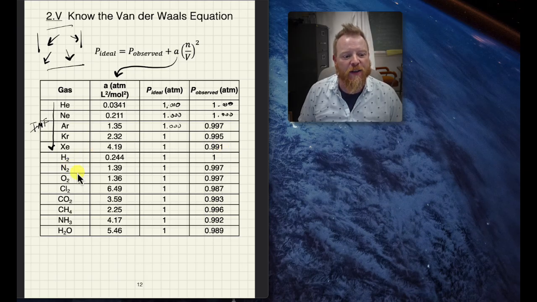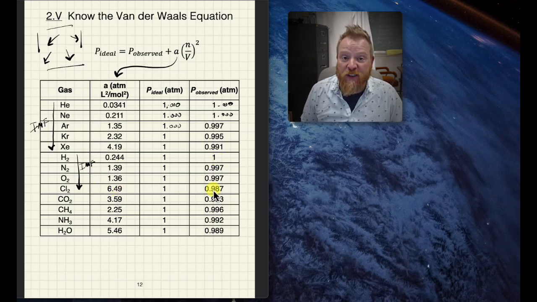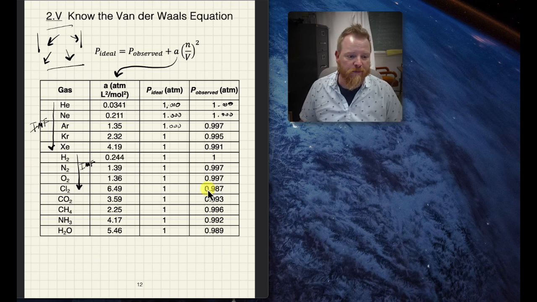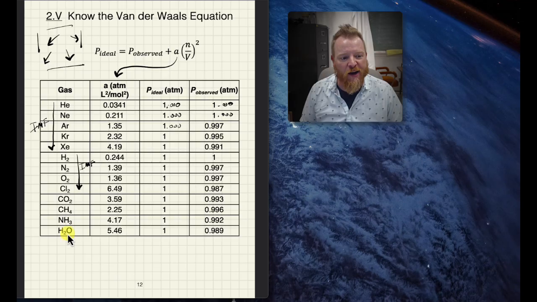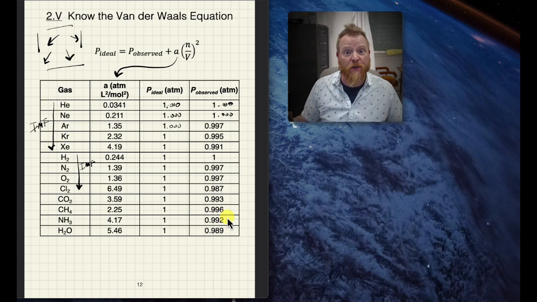So now looking at the commonly occurring diatomics, H2, N2, O2, and I could have gone through all the halogens, but I just picked one. We get the same effect. There's increasing intermolecular forces, so the A term is getting bigger, and thus the pressure reduction is even more noticeable. And of course, if we look at a series of covalent molecules, carbon dioxide, methane, ammonia, water, we can see all of those have very strong intermolecular forces, notably ammonia and water through hydrogen bonding. Those have large A constants, and thus there are significant reductions in the observed pressure due to their attraction.